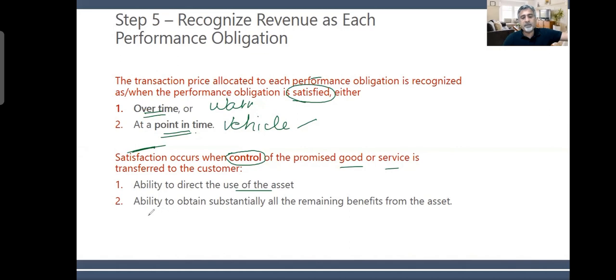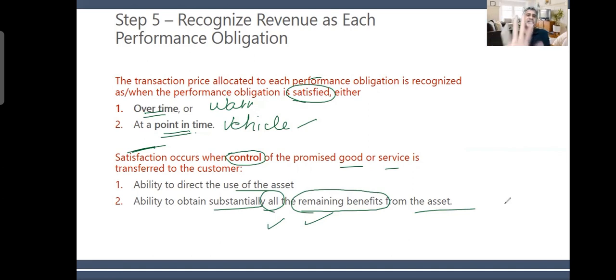And the ability to obtain substantially all the remaining benefits. The word is very important: all the remaining benefits from the asset. So whatever the benefits associated with this asset, with this car, with this vehicle, you have the ability to obtain those benefits, not myself. So as these conditions are met, you can recognize the revenue.